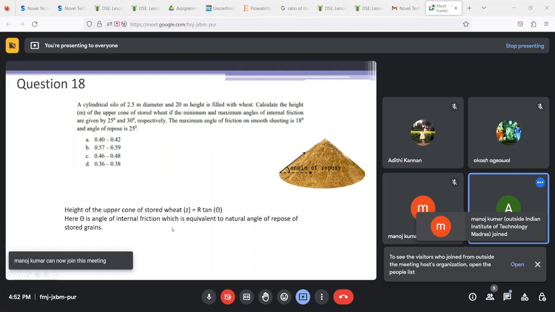So the angle of internal friction is equivalent to the angle of repose, and from the angle of repose itself you can calculate what is the height. So r is 1.25 meters and your angle of repose is 25 degrees. So 1.25 meters into tan 25 will give you the height, which is 0.582 meters. So this is the height of the wheat that was deposited or loaded inside the silo. Any doubt in this?